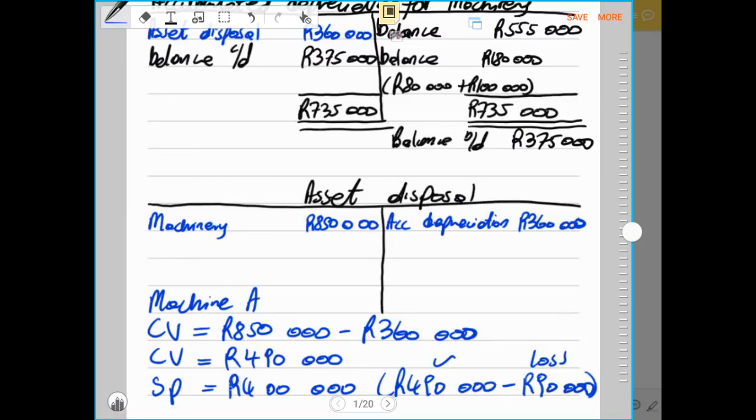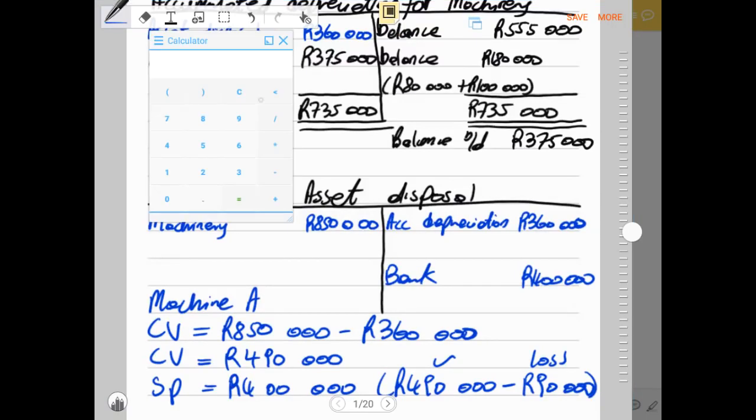So now that means if we're given this selling price, we're just going to record the selling price on the credit side as 400,000 rands. If the selling price was given, this could have been, I think, sold for cash. So we're going to record that as bank on the credit side of the asset disposal. Then we say 360,000 plus 400,000 of the selling price gives us 760,000 minus 850,000.